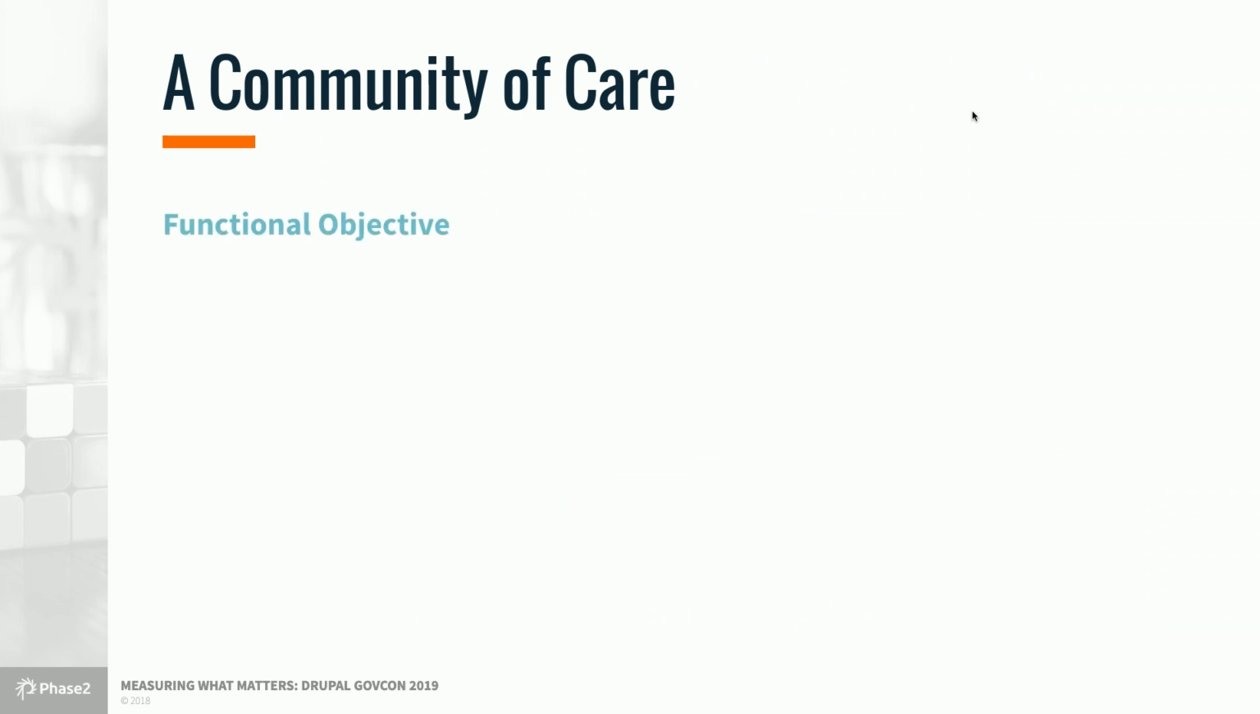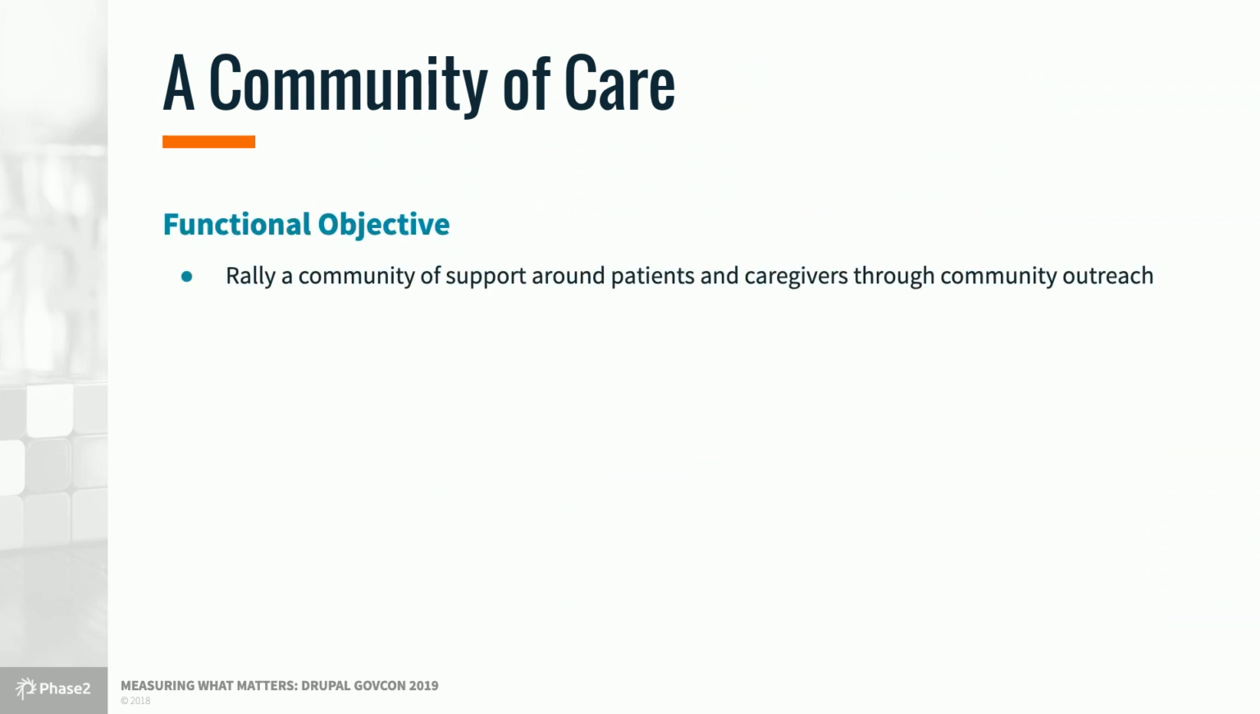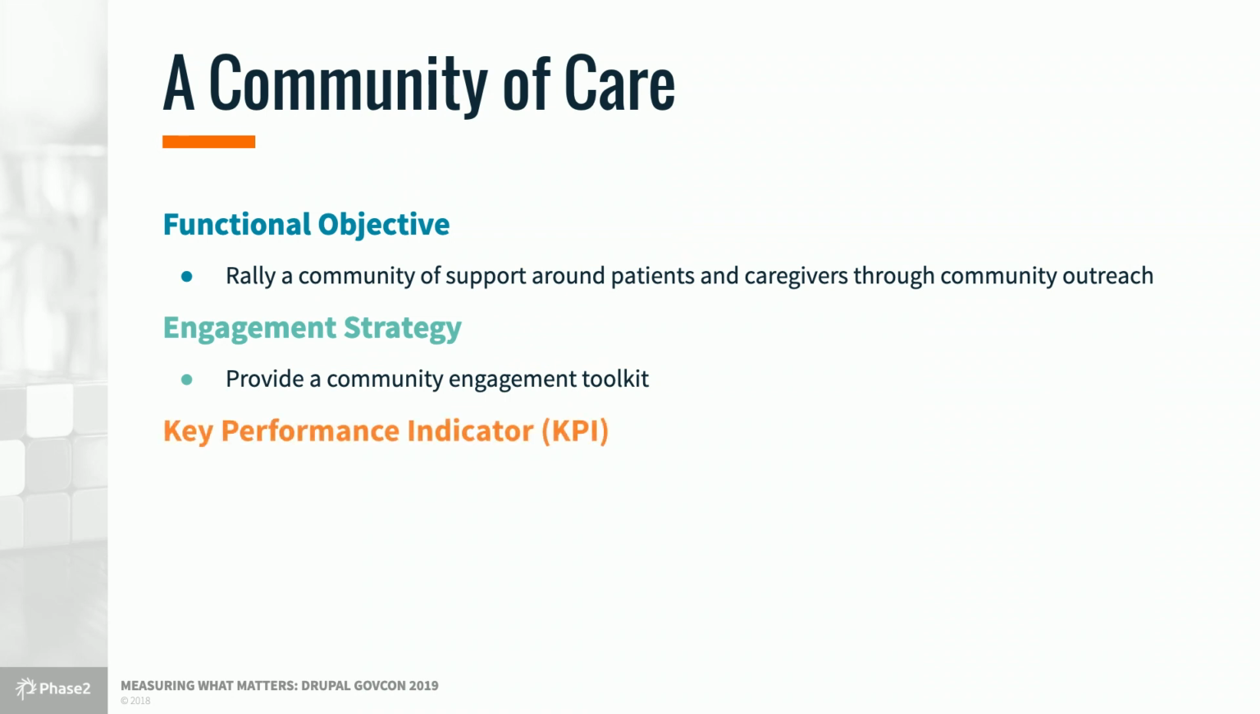One more example. Again, one big goal, one big functional objective inside an institute might be to rally a community of support for patients and caregivers through community outreach. There are lots of ways we can do that again. But online, one thing we can do, we can provide maybe a community engagement toolkit for download. And so we want to track percentage of visitors who actually download that toolkit within any period of time. Again, really specific number tied to a really specific strategy that rolls up to an overall organizational goal.